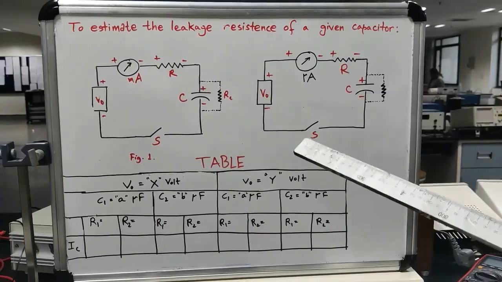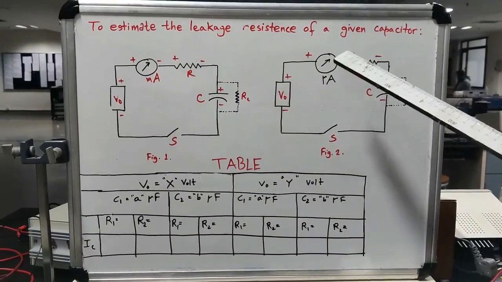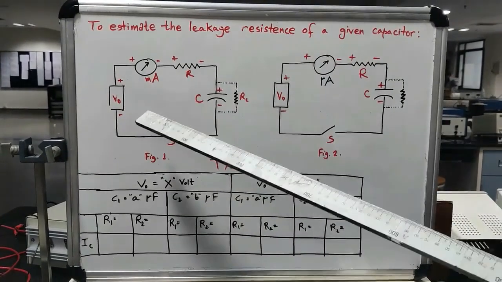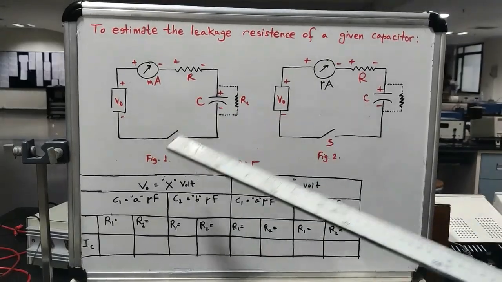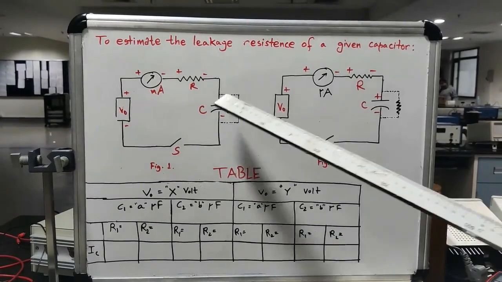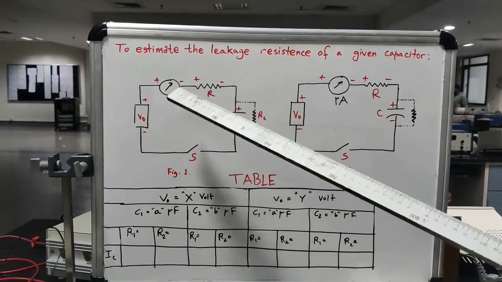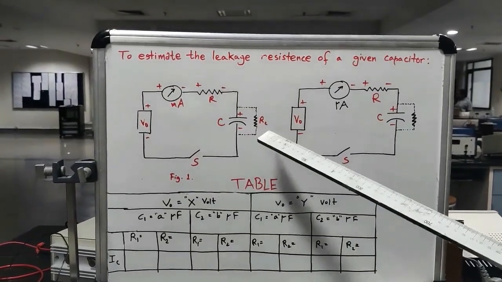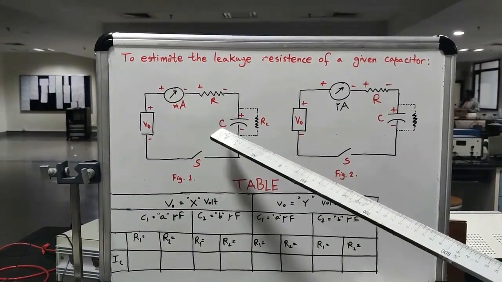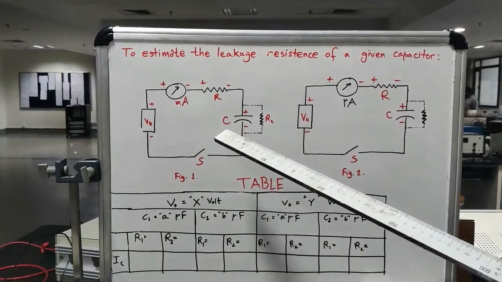Move on to the third part of our experiment, which is to estimate the leakage resistance of a given capacitor. In order to measure this leakage resistance, we have to have two different setups, which you can see in figure 1 and figure 2. In figure 1, the dotted line tells us that the RC is not connected to the actual circuit, but it is a virtual resistance of this capacitor C, which we have to measure.